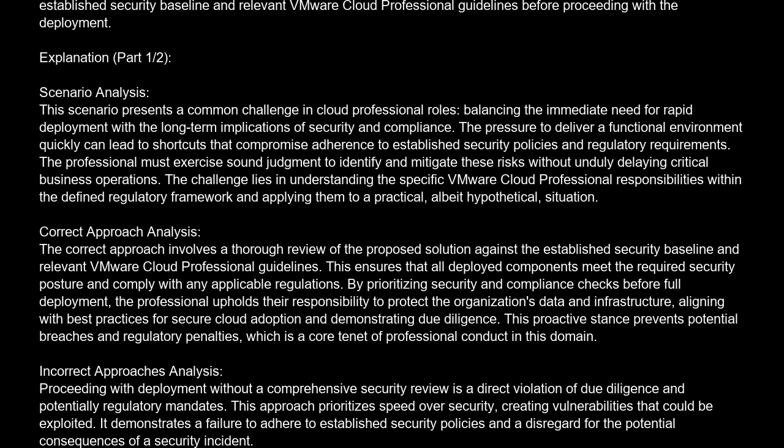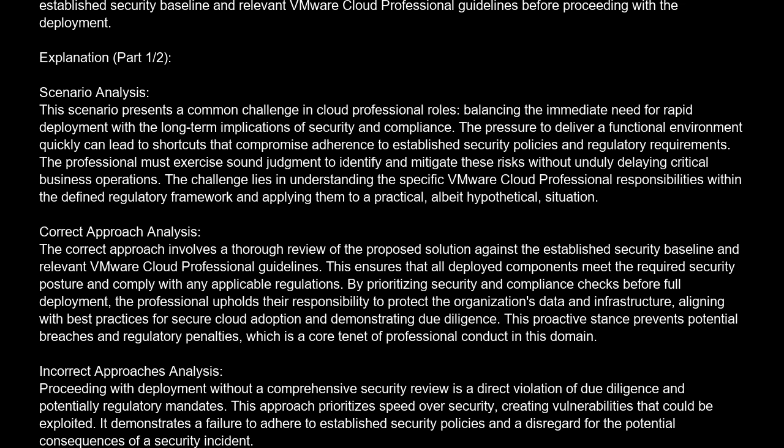Explanation. Scenario analysis. This scenario presents a common challenge in cloud professional roles, balancing the immediate need for rapid deployment with the long-term implications of security and compliance. The pressure to deliver a functional environment quickly can lead to shortcuts that compromise adherence to established security policies and regulatory requirements. The professional must exercise sound judgment to identify and mitigate these risks without unduly delaying critical business operations. The challenge lies in understanding the specific VMware Cloud professional responsibilities within the defined regulatory framework and applying them to a practical, albeit hypothetical, situation.